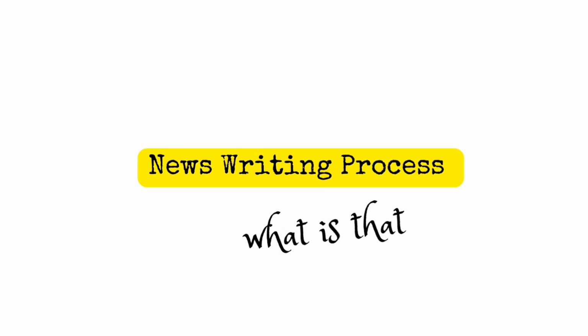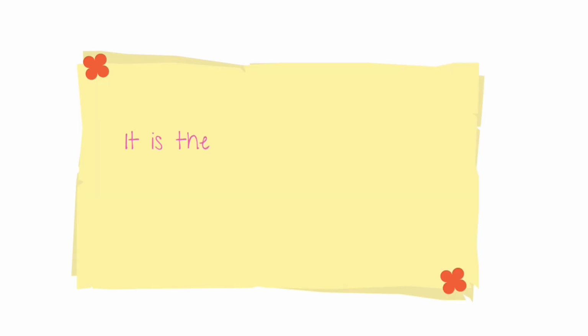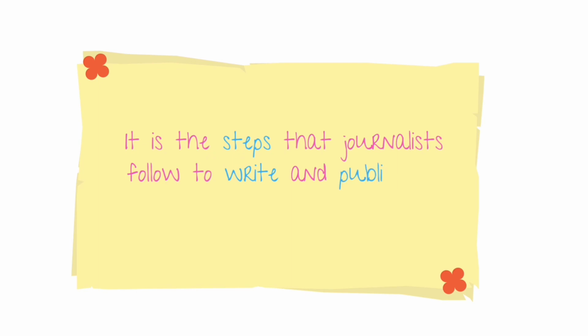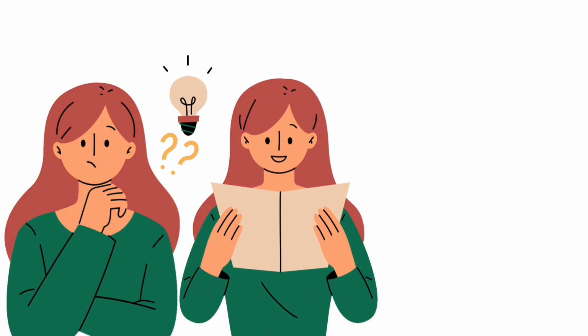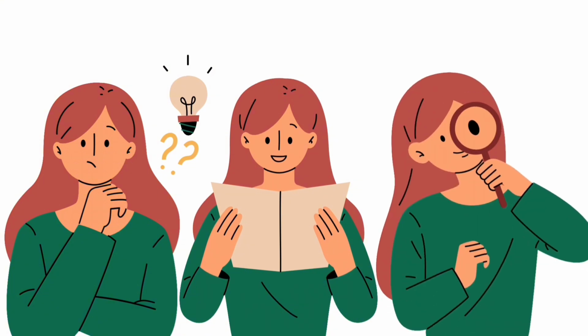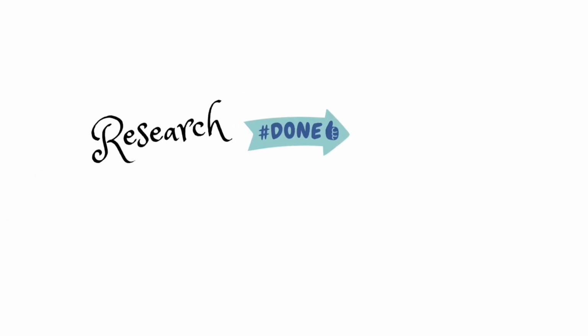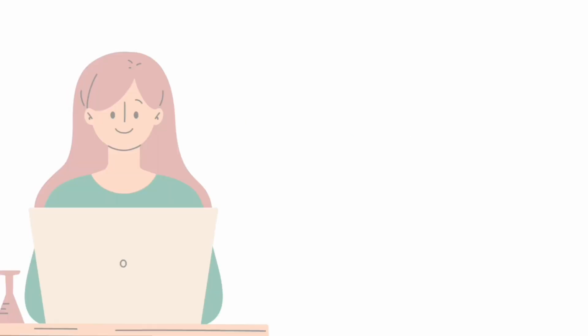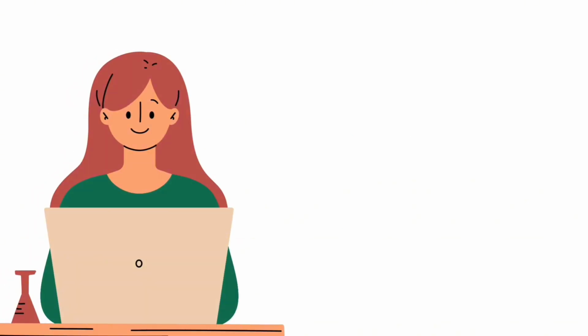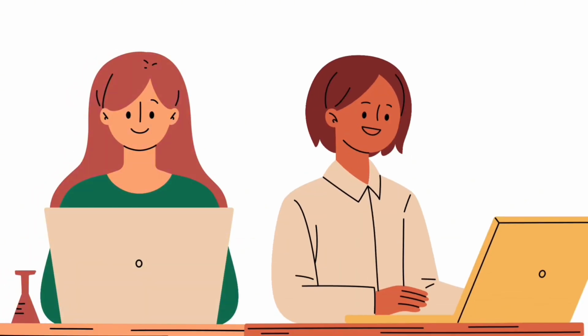Everyone, and welcome back. Today I'm going to talk about the news writing process. So, what is the news writing process? The news writing process is the steps that journalists follow to write and publish a news story. It starts with the journalist coming up with a story idea and then researching that story idea. Once the journalists have researched, they will write an outline to organize their thoughts. Next, they will write a draft of the story. Finally, the story will be edited by a copy editor before it is published.